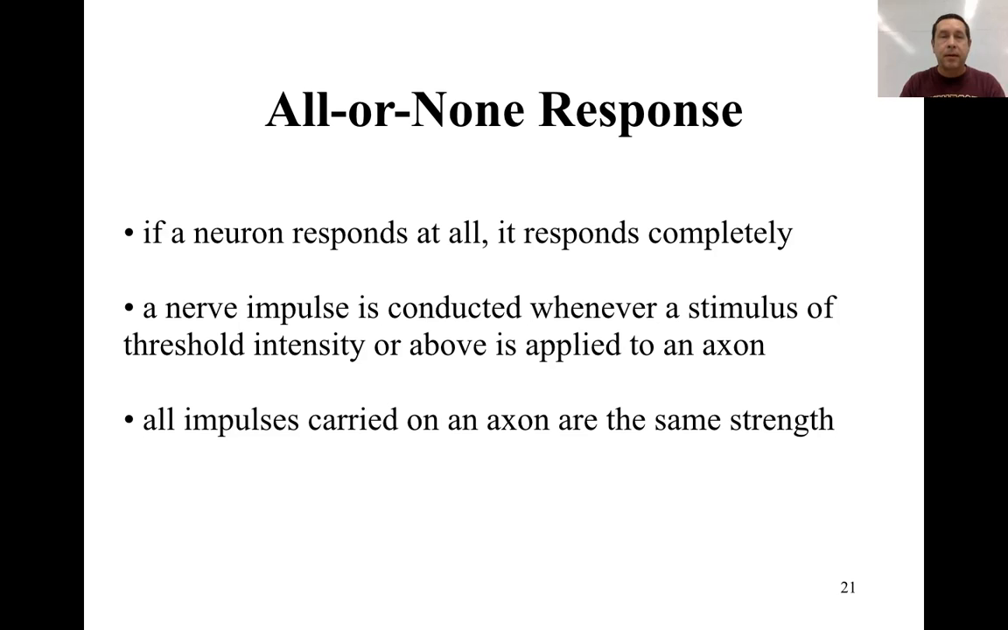Neurons, like muscles, work through an all or none response. If the neuron responds at all, it responds completely. There's no big or small action potentials, just like there's no big or small contractions within an individual muscle fiber. A nerve impulse is conducted whenever a stimulus of threshold intensity or above is applied to the axon. All impulses carried on an axon are of the same strength.